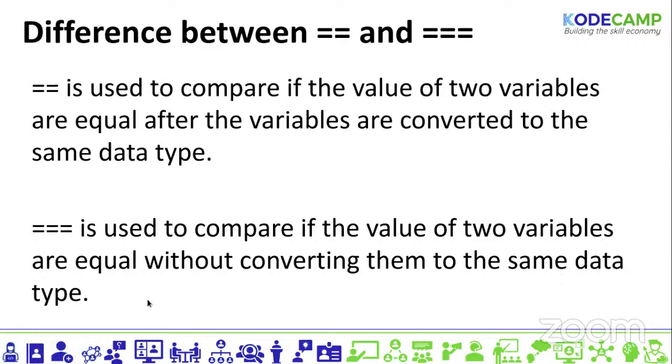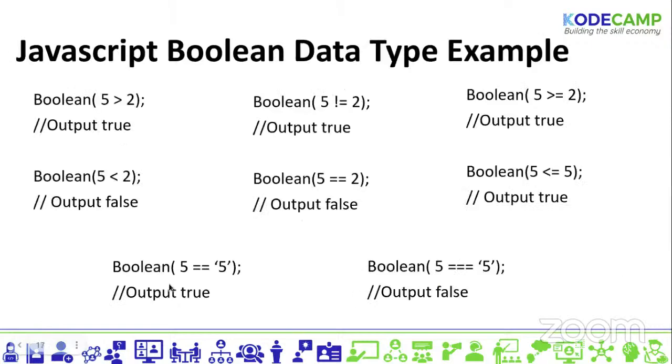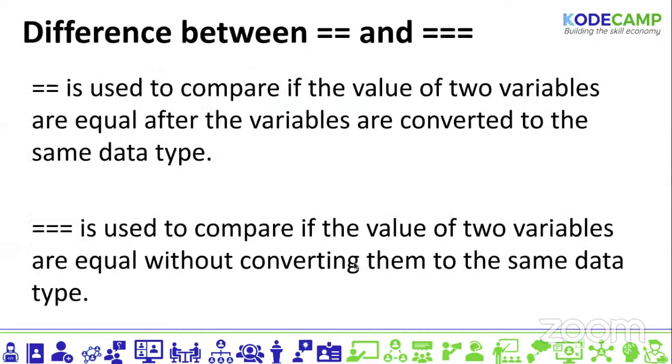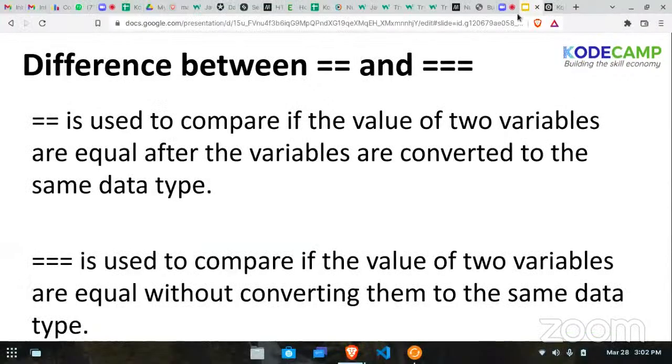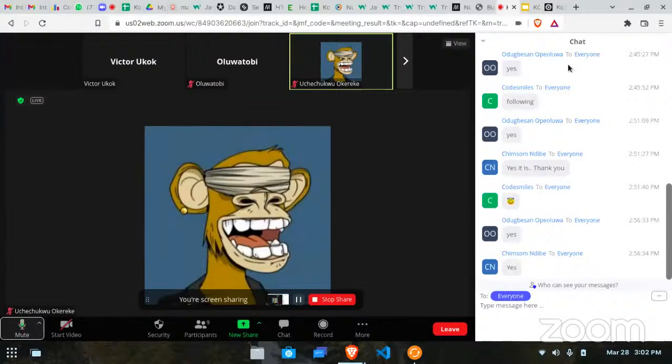So anytime you're comparing values in JavaScript, if there are two different data types, JavaScript tries to convert the two data types to match each other before trying to compare them. If you're using this equal to sign. But if you're using equivalent to, JavaScript doesn't convert them to the same data type. JavaScript just checks if the two of them are the same. So I guess you guys follow up to that extent.